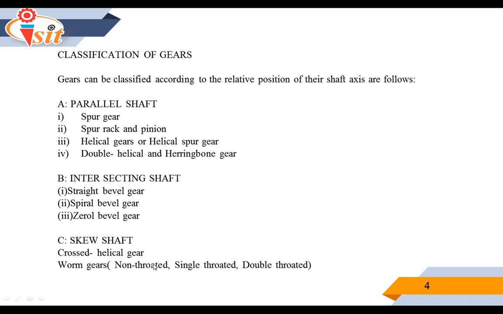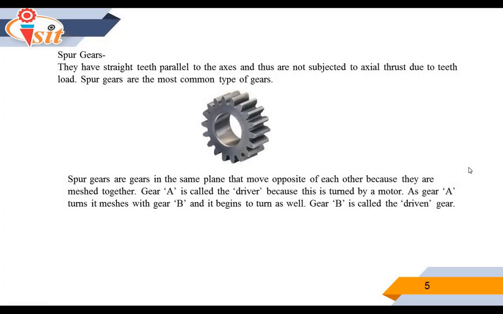So, according to the position of the axis of the shaft, the axes of the two shafts between which the motion is to be transmitted may be parallel, intersecting, or non-intersecting and non-parallel. Gears for connecting parallel shafts are spur gears and helical gears. Okay, first we see them one by one. First we start with the spur gears.